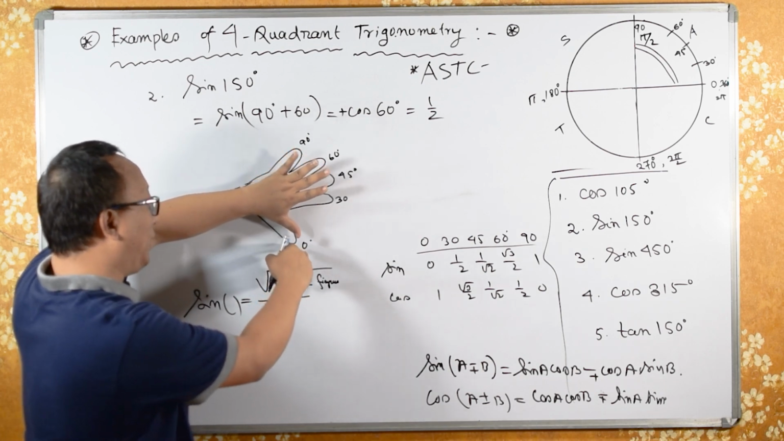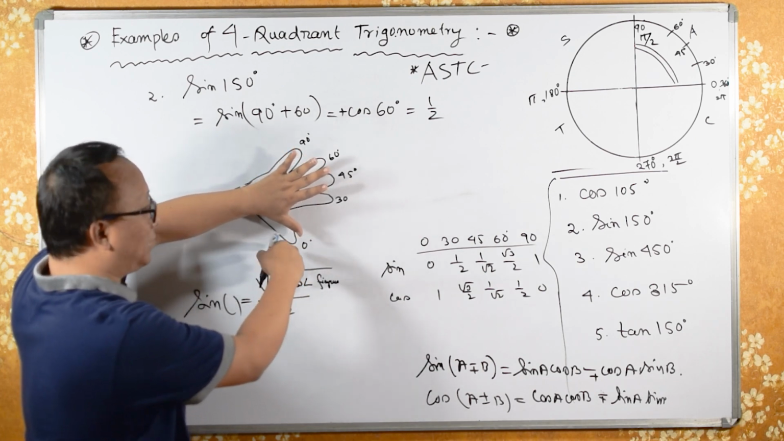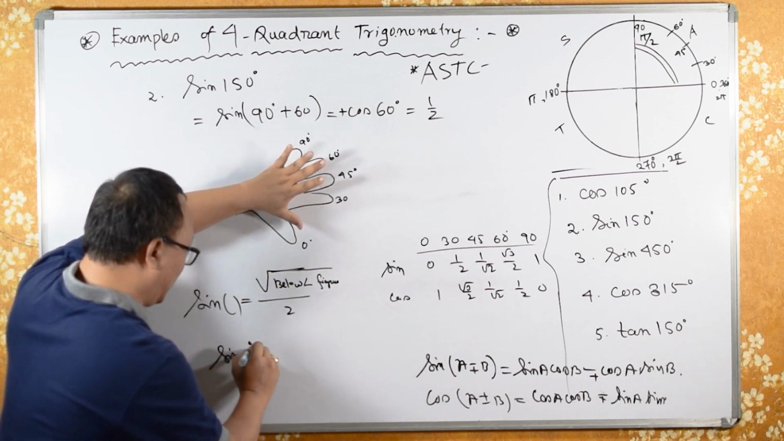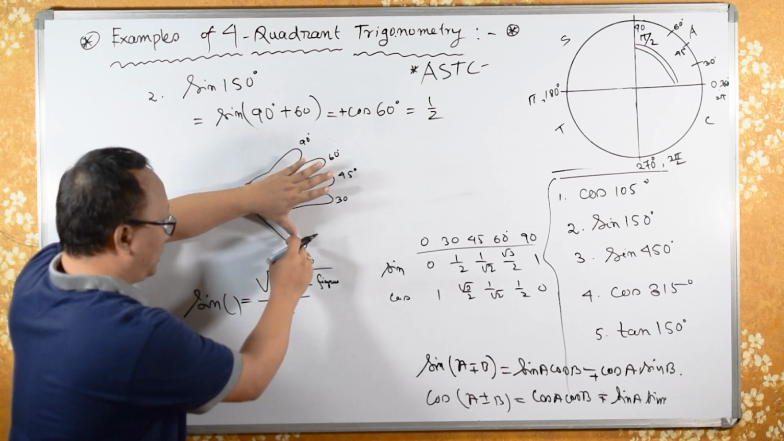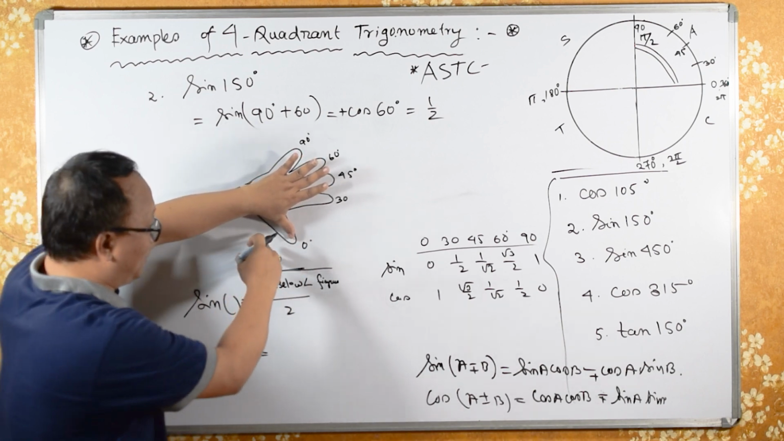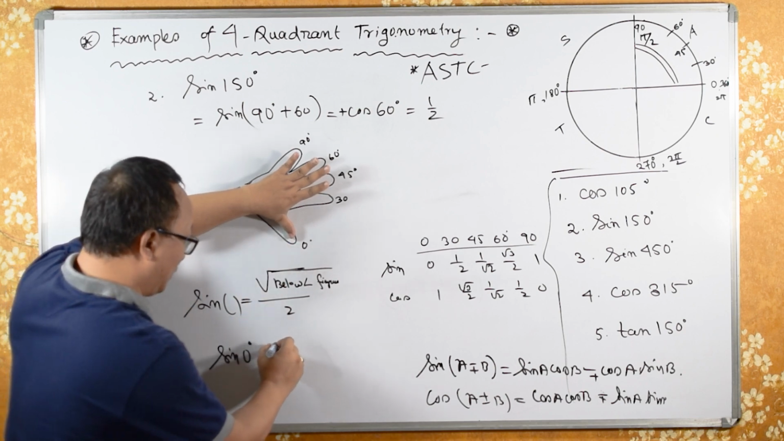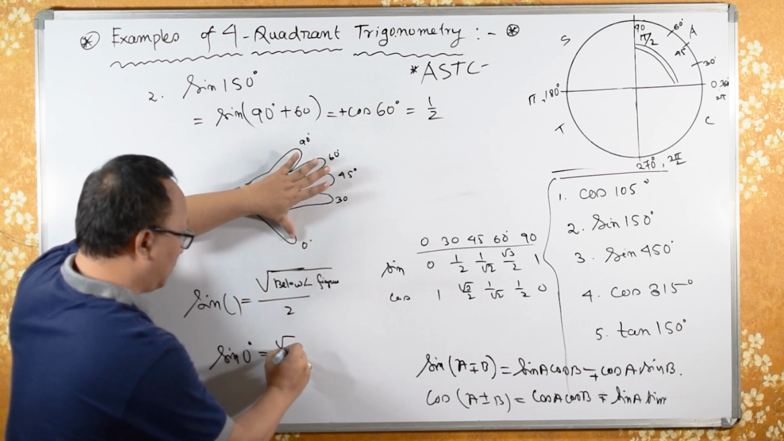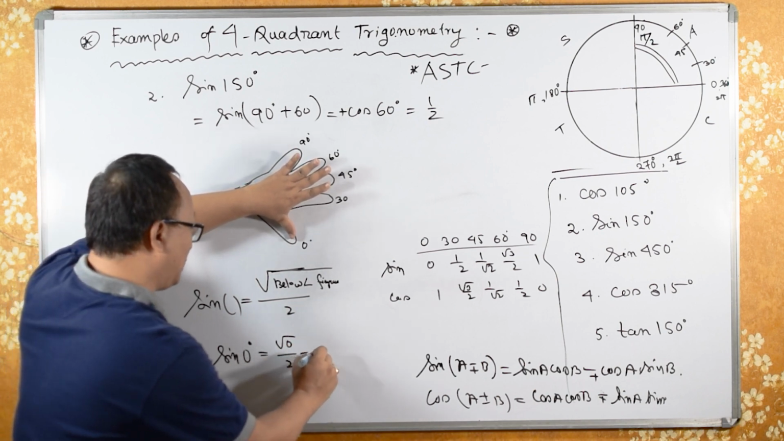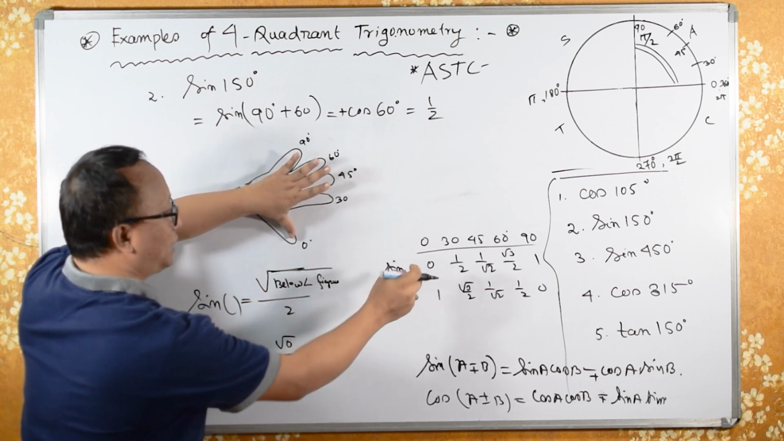For example, if you want to find sine of 0 degree: from 0 degree, how many fingers are there below? No, there is nothing. If I want to find sine of 0 degree, there is no finger below 0 degree. So it is 0 upon 2. 0 upon 2 is what? 0. Sine of 0 is 0.